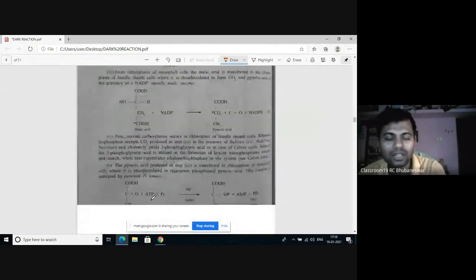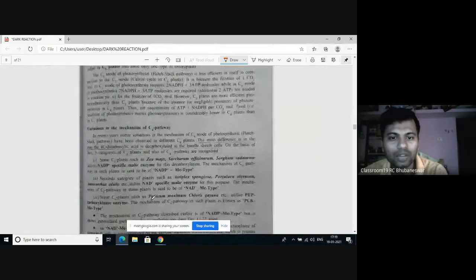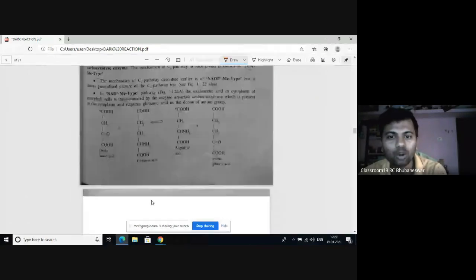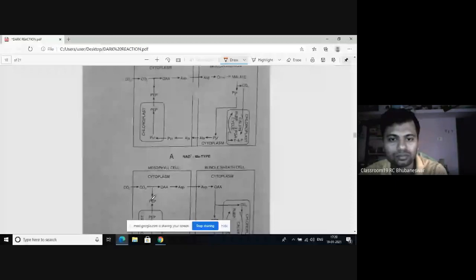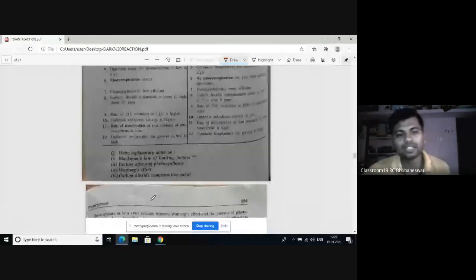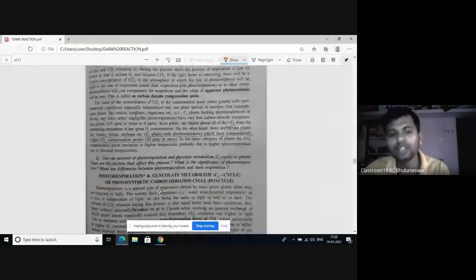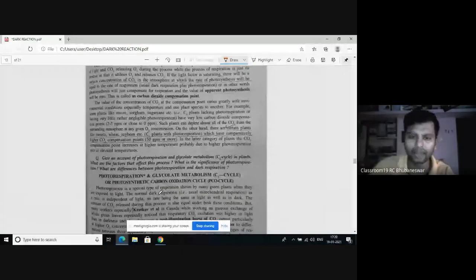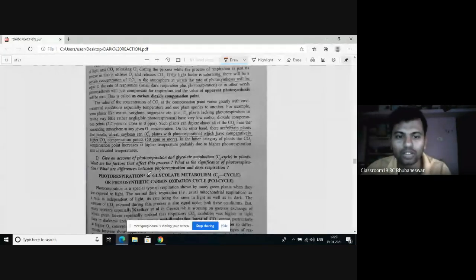Besides, we also have a C2 pathway. The C2 pathway is otherwise known as photorespiration. So look at here, in case of photorespiration, what happened? When in the environment the oxygen level becomes high, and carbon dioxide becomes low, along with high temperature, in this case our C2 cycle or photorespiration starts.